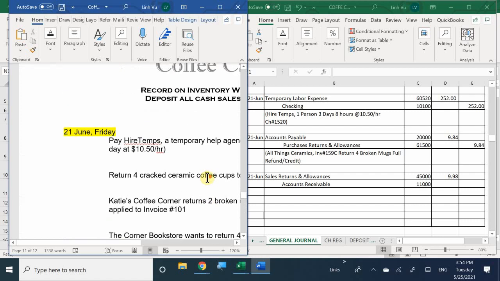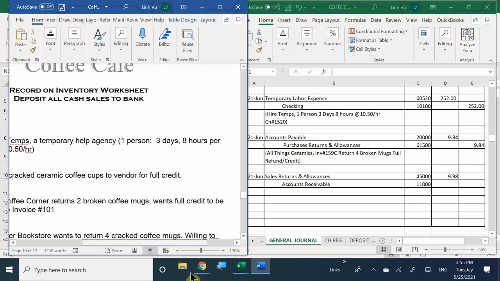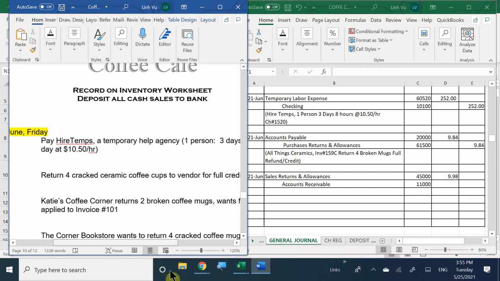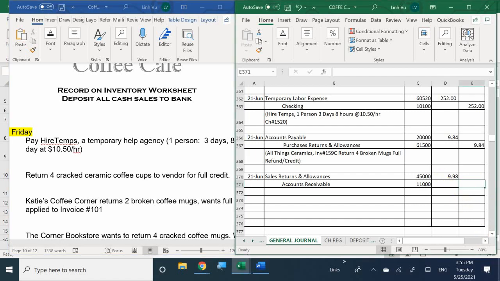So in this case, we're going to give her a full refund. She doesn't want a partial, and she wants us to apply it to her invoice number 101. So in this case, we're giving back $9.98, because that's exactly what $4.99 times 2 is. $9.98. Okay.